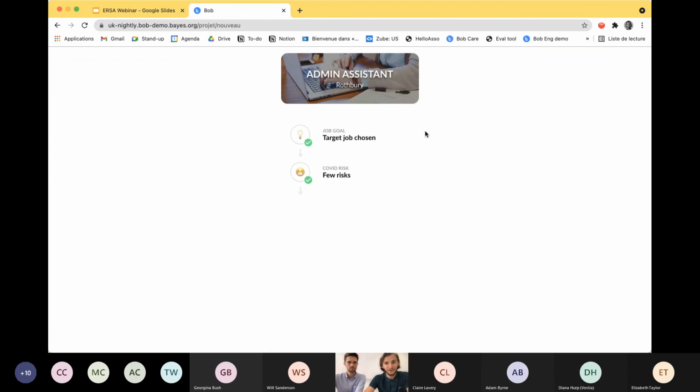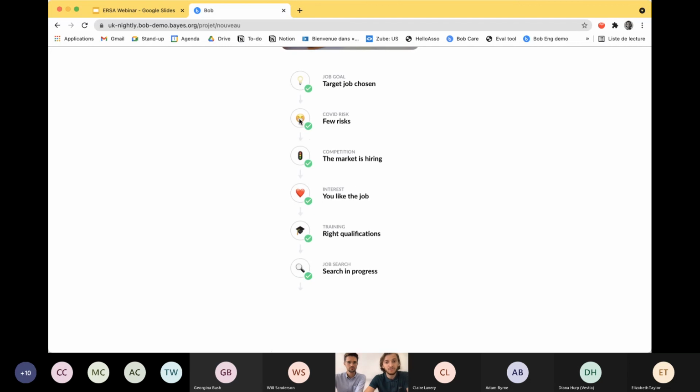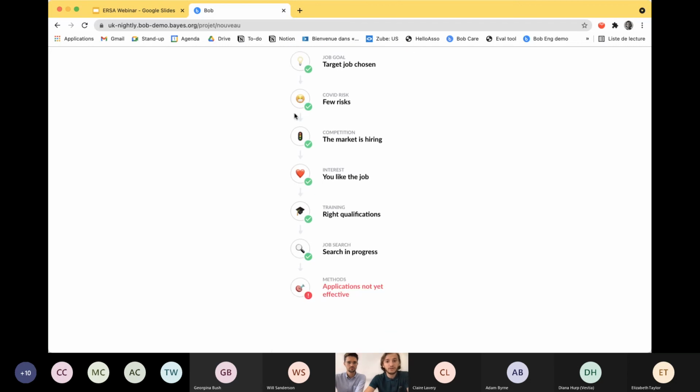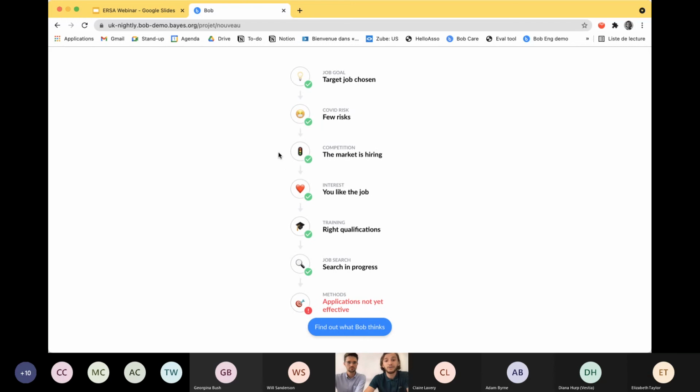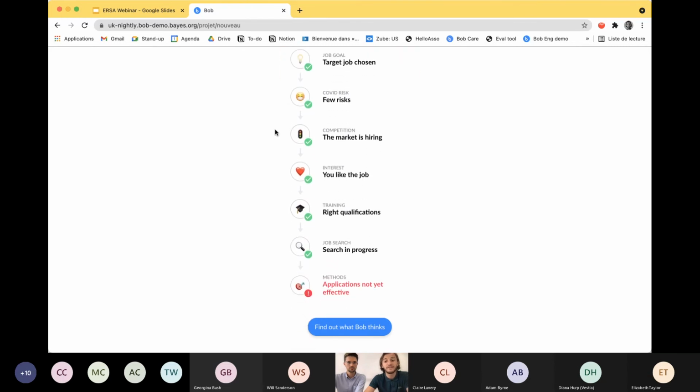And Bob will start to work and to compute the diagnostic of the person. And if you see here, Bob is checking what are the steps where the job seeker might be blocked. So what you're looking at are the different steps on the road to job recovery, which are, like Florian said, a modelization of how expert job coaches work when they are facing a job seeker. And so here, the main priority that Bob has been able to compute is the application method, for a specific job in this case, which is admin assistant in Rothbury, right?